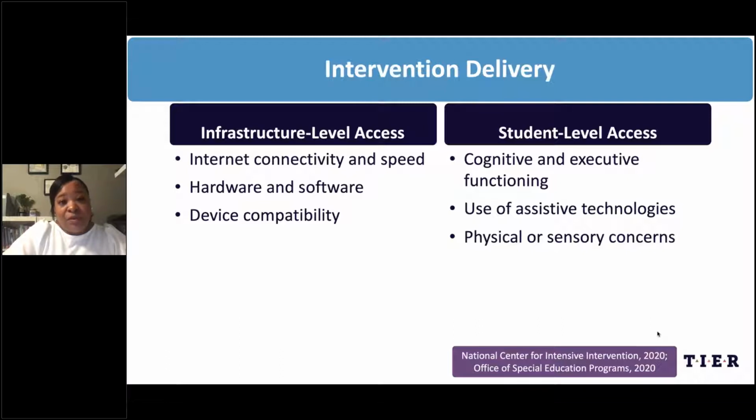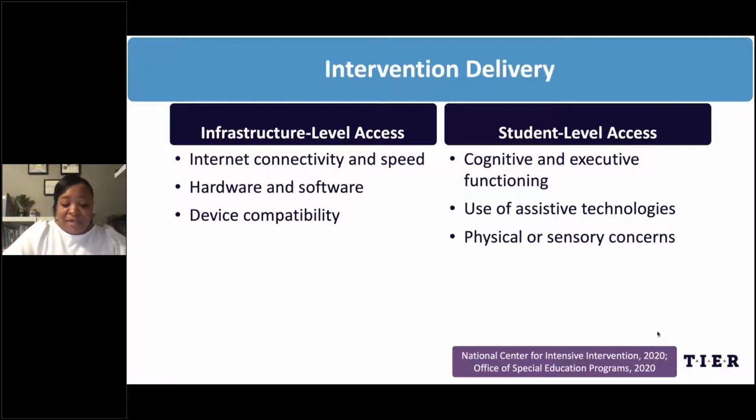As we moved into the remote learning environment, the conversation around intervention delivery shifted from infrastructure level access, internet connectivity and speed, hardware and software, and device compatibility, to student level access: cognitive and executive functioning, thinking about attentional control, working memory, and those things; use of assistive technology.